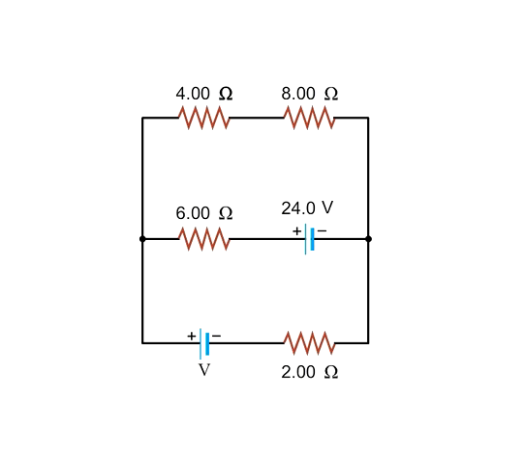Only 2 of the loops can be used for this problem. Using the third loop would just give us an equation that would be the sum of the first 2 and therefore not an independent equation. We will get our third equation by using the junction rule. We will use the top loop, the bottom loop, and the junction rule to solve this problem.